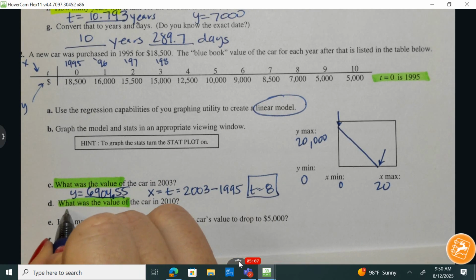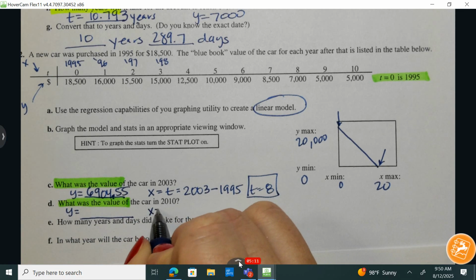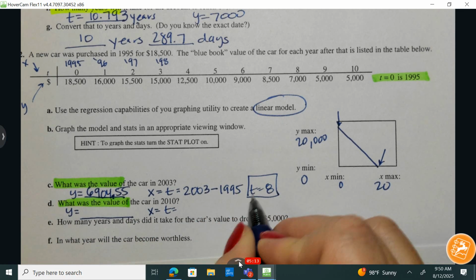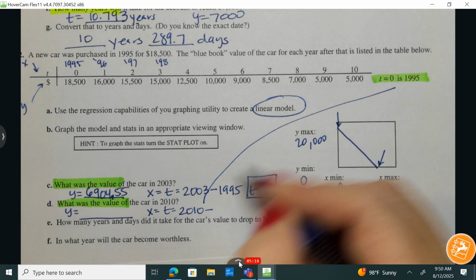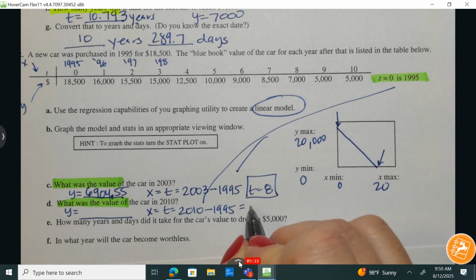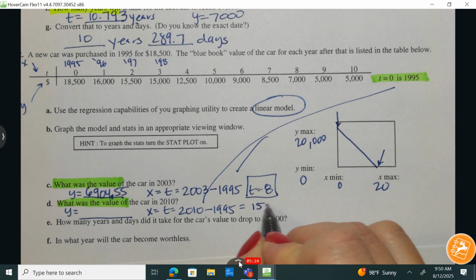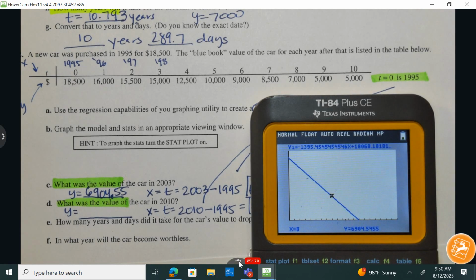So here we go. Y equals. Now, how do we figure out this T? We always take what we're trying to find, which is 2010, and we're going to subtract it from this initial year. In this case, it's 1995. So when I subtract, I end up with 15. I want to know when T is 15, what is the value of the car?